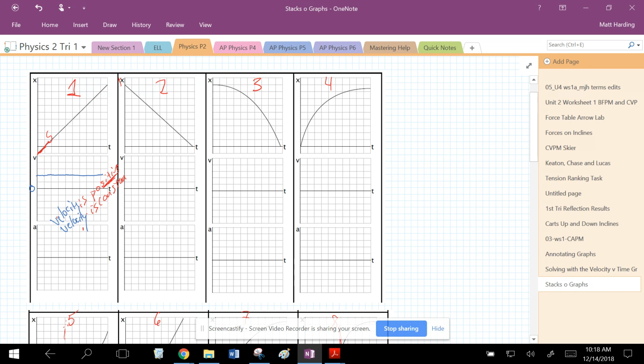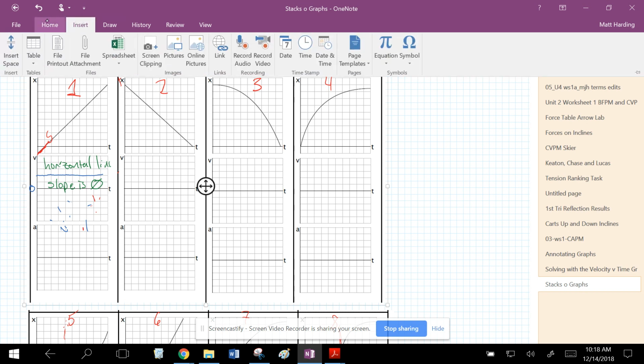Okay. And then I would go about describing the slope on this graph. And the slope on this graph, well, it's a horizontal line. And anytime you have a horizontal line, the slope of that is zero. So I'm going to make sure I make a note somewhere. That's a horizontal line. Slope is zero. And again, I just take that description of slope and bring it down.